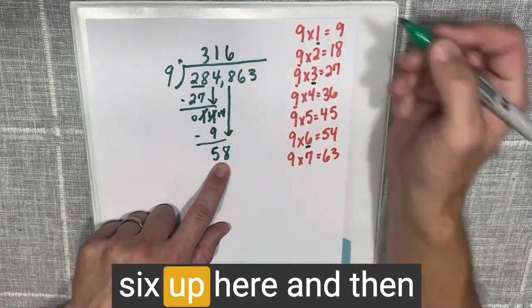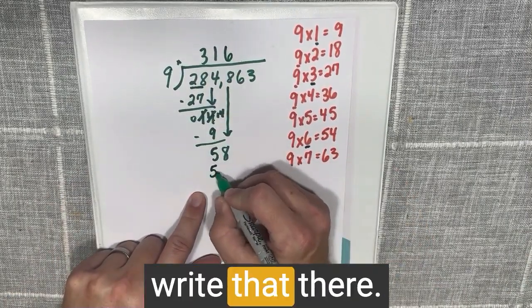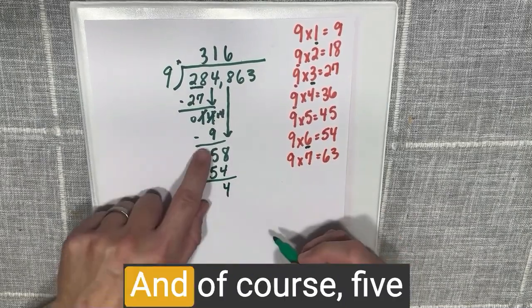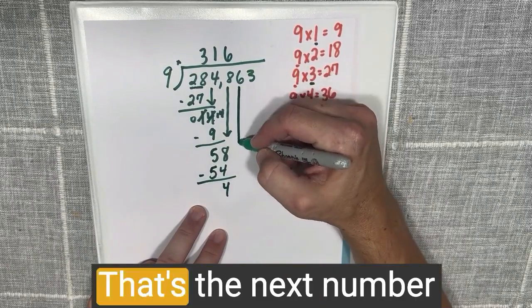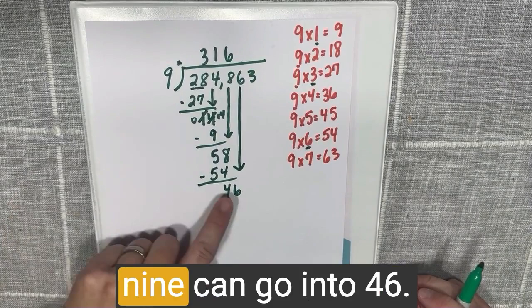So I'm going to put the 6 up here. And then 9 times 6 is 54. Write that there. We subtract. 8 minus 4 is 4. And of course, 5 minus 5 is 0. Don't have to do anything there. So I'm going to bring this 6 down. That's the next number to get in the mix. So we're going to figure out how many times 9 can go into 46.